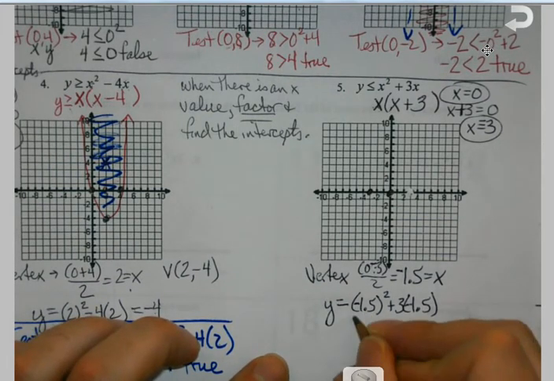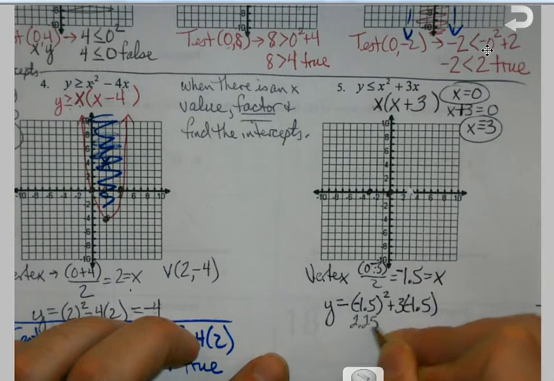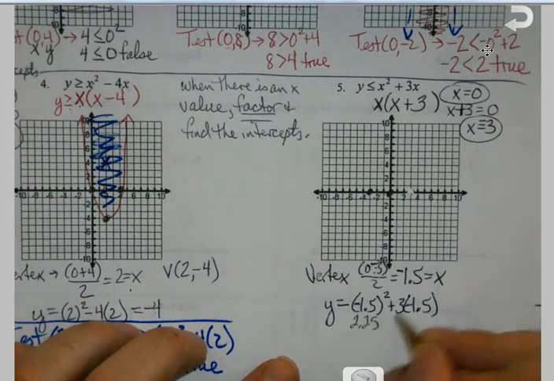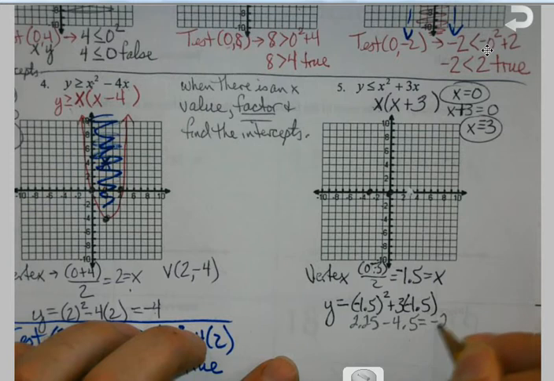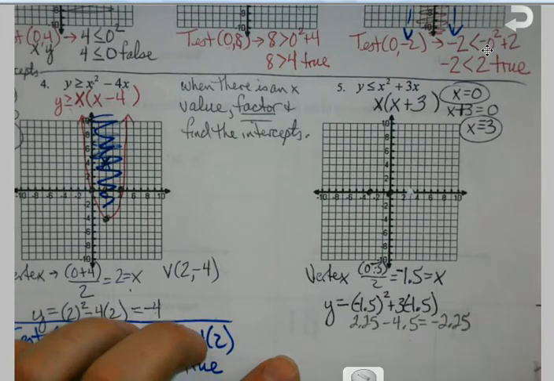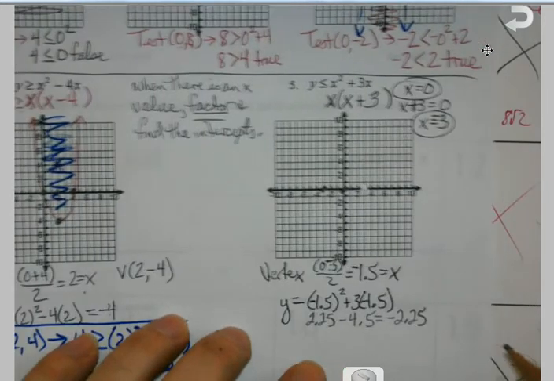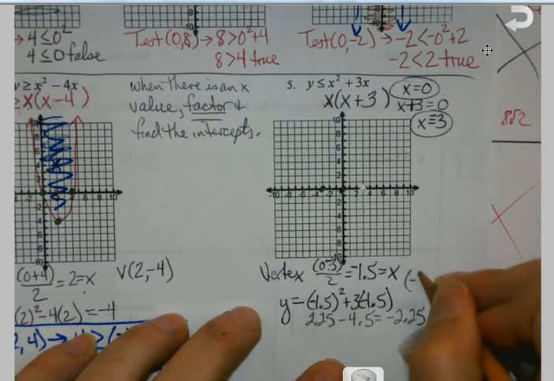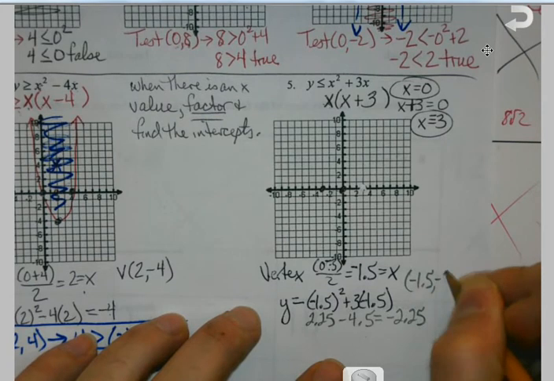So this would be 2.25. And that's negative 4.5. Okay, I'm feeling better now. Negative 2.25 will be my y value. So my vertex is this funky number.